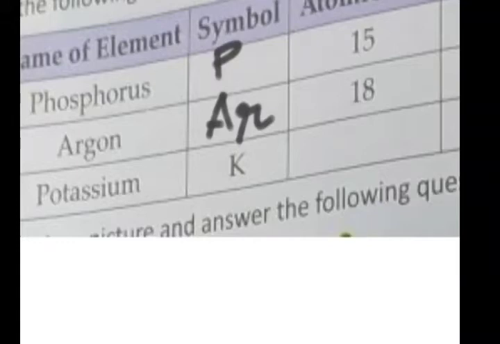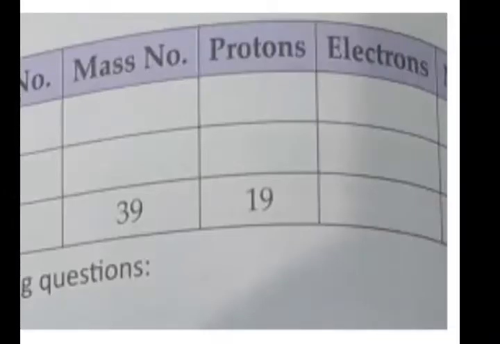Now you have to find out. How do you have to find out? Because the mass number is already given, 39, and the number of protons is 19, that means the atomic number of potassium is 19. Is it clear? And moving on to the next column, that is mass number. Now for the mass number of phosphorus, the atomic number has been given as 15 and the number of neutrons has already been given as 16.